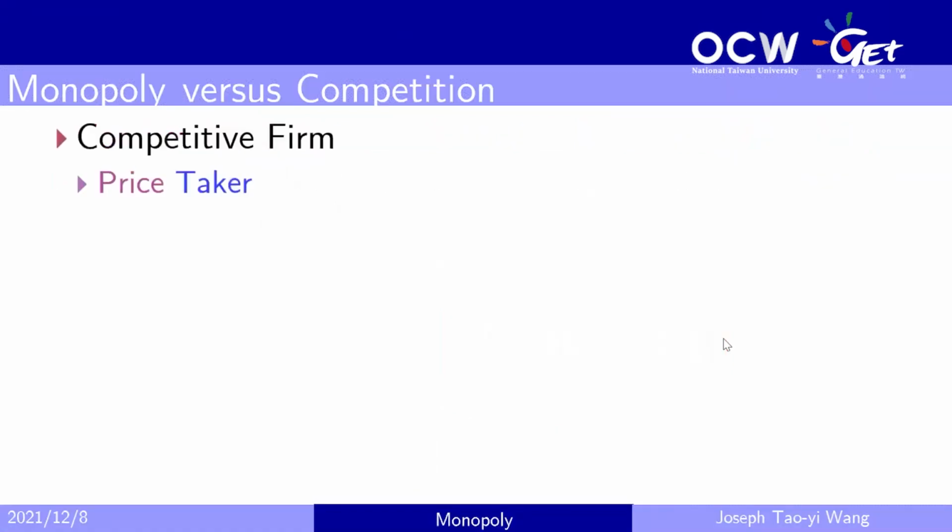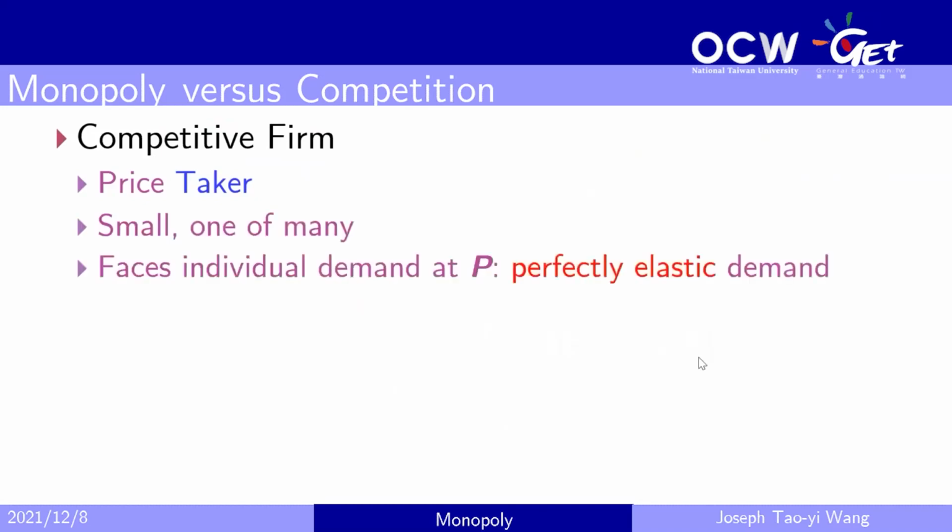Okay, so let's compare monopoly versus perfect competition. A competitive firm is a price taker. It's small, it's one of many firms, and it faces a perfectly elastic individual demand curve, so you have a flat demand curve. That's just the market price. You just take the market price as given, that's it.